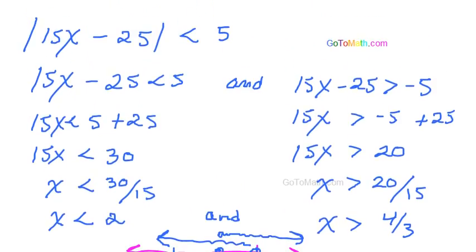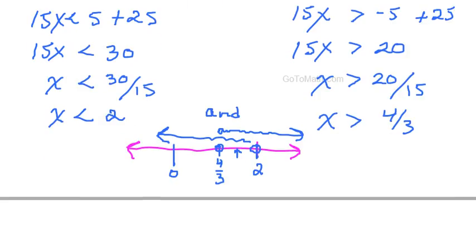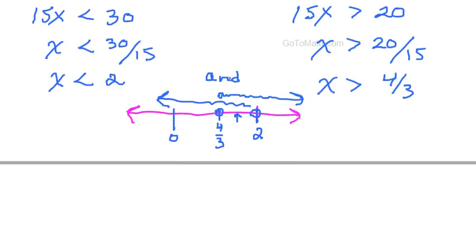And if we went up here and looked at that, for example, if you plug 0 in right here, what are you going to get? Well, you're going to get negative 25, but the absolute value of negative 25 is 25. But 25 is not less than 5, so you can see that right there. Okay, so using and means it must satisfy both this and this.